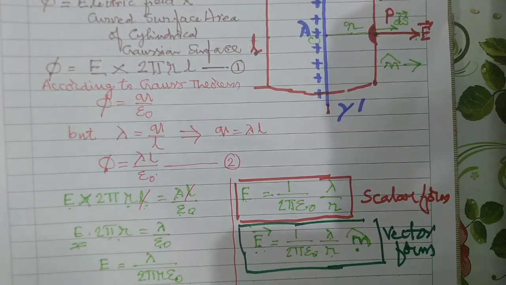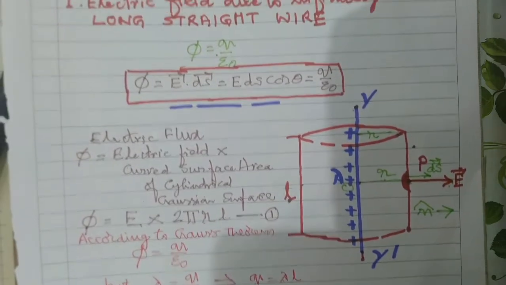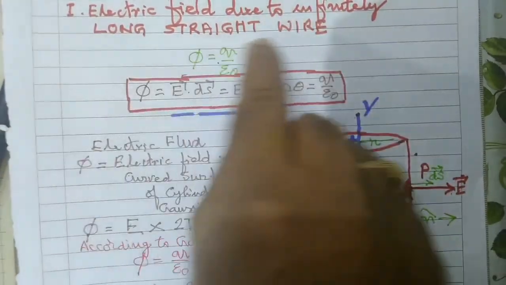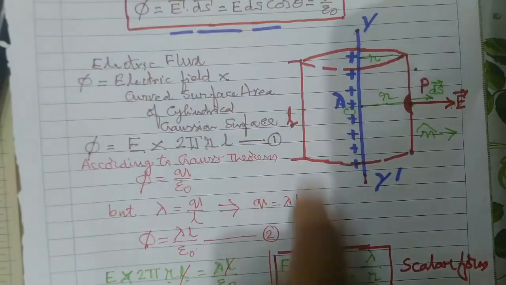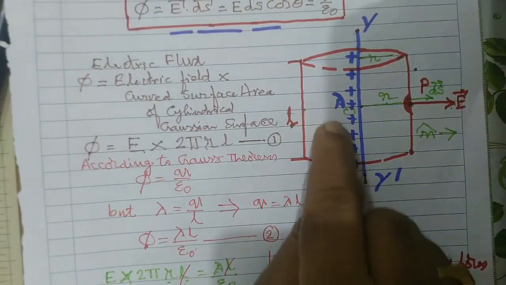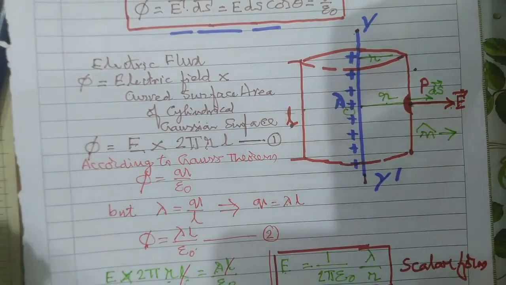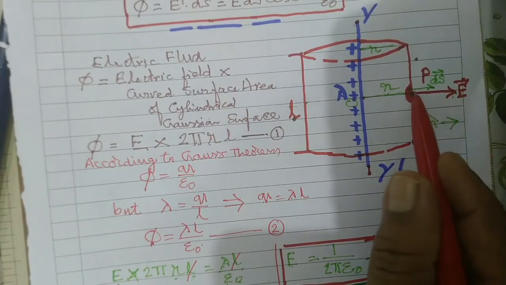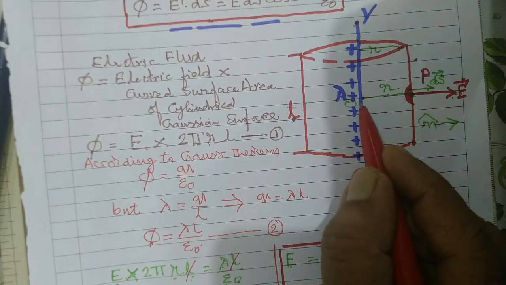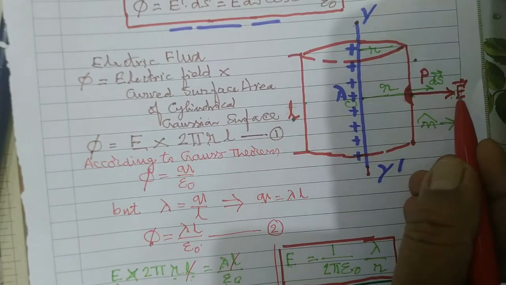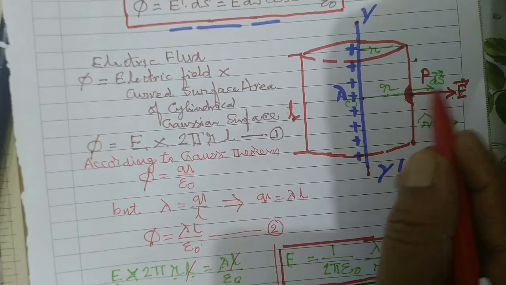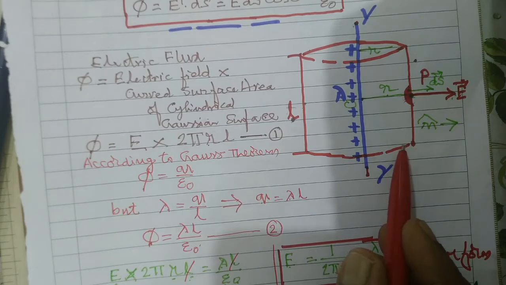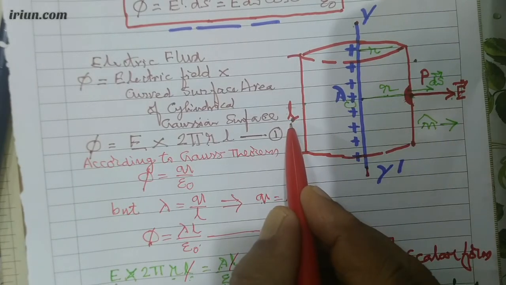So, once again briefly I will explain. Gauss theorem we are using to find the electric field due to an infinitely long straight wire. We take an infinitely long straight wire which has a positive linear charge density. At a point P, at a distance of r, our aim is to find the electric field. The electric field is in this direction. The area vector we have taken is in this direction, ds. Now, this is a Gaussian surface, cylindrical in form, with radius r and height L.